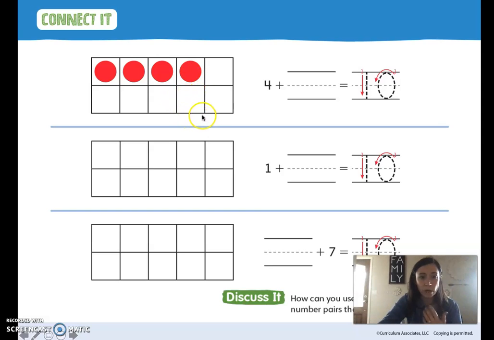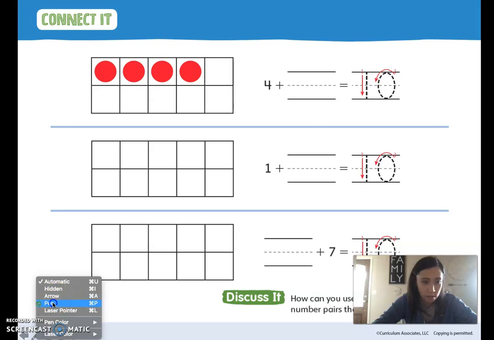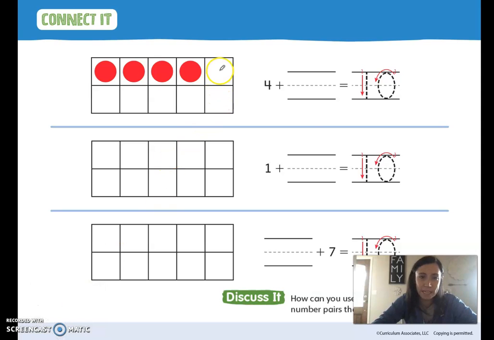Now, how many more do I need to make 10? Remember, this is a 10 frame, so I have to fill it up. So I'm going to draw circles in my 10 frame to show, and then I'm going to finish writing out my equation. So 1, 2, 3, 4, 5, 6. All right, so how many did I have to draw? You're right, I had to draw 6. So 4 plus 6 equals 10.